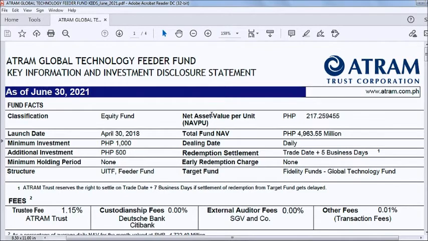Because as an investor, I know this is one of the top performing fund of ATRAM, but as an investor, you should also be aware of some of the key information and investment disclosure statement. Hindi mo naman kailangan lahat i-memorize ito, but some key information like yung minimum holding period, yung early redemption charge, yung mga trust fees, or yung mga fees that comes with a particular fund.